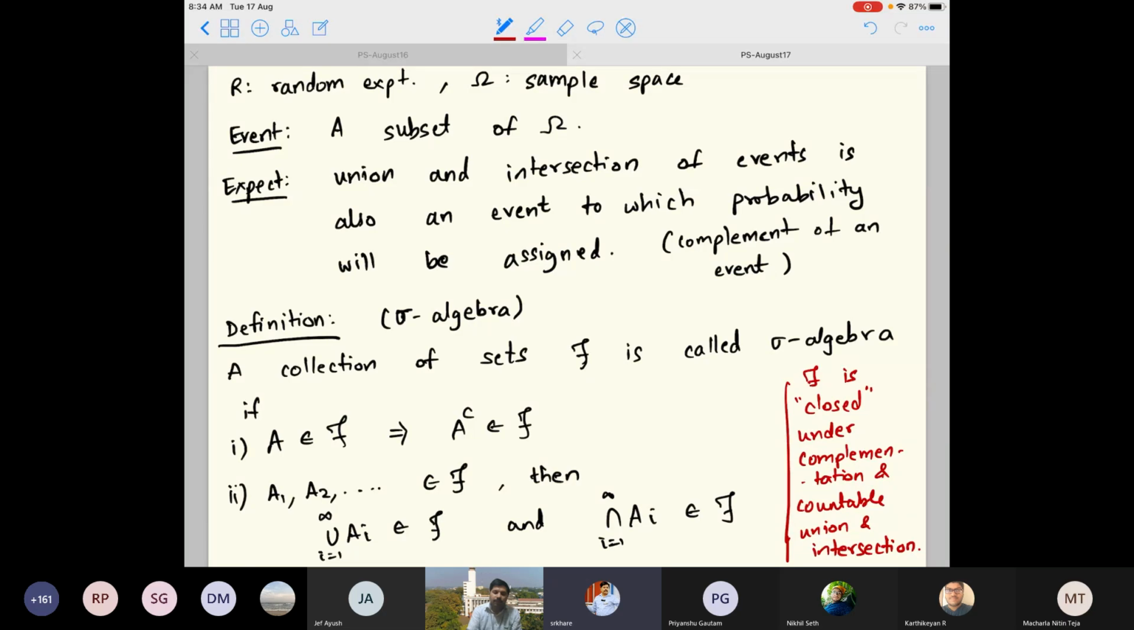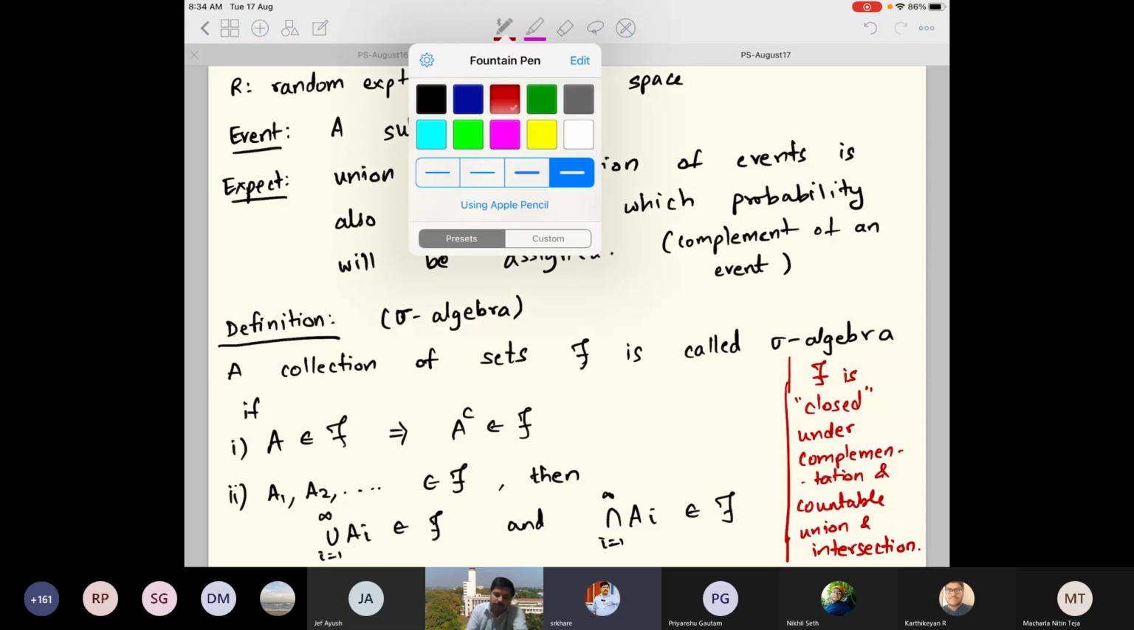I hope you are familiar with this terminology, closed under, right? In your second semester math course, you would have studied vector spaces. Then you would have said that a vector space is always closed under vector addition and scalar multiplication. You use this terminology in that course, right? So I'm using similar terminology. This is a terminology that mathematicians use. So the set is closed under complementation and countable union and intersection. That is what this collection should be.